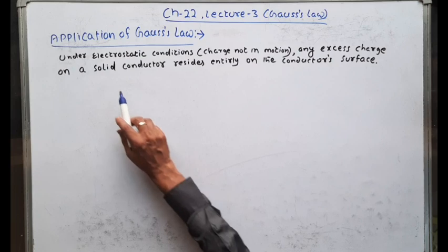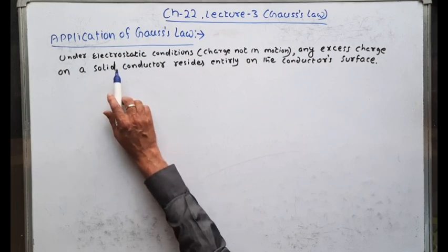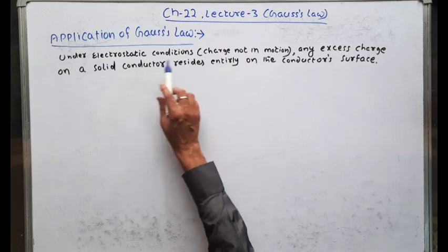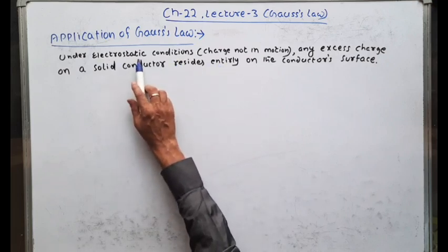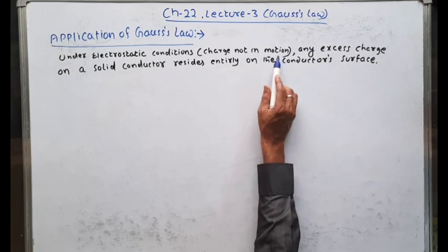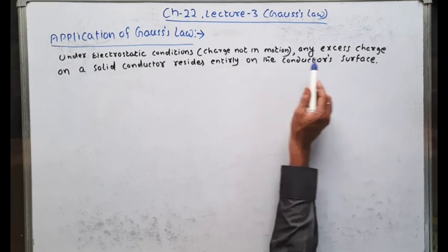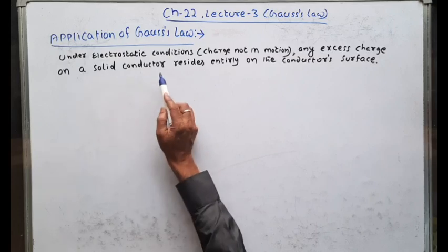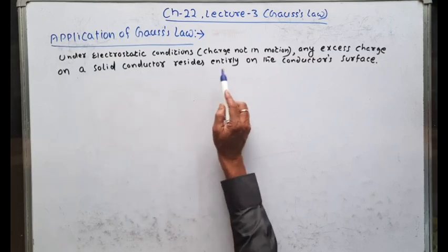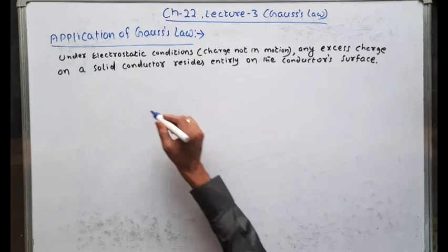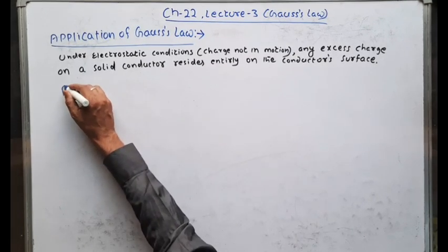So first application, you see, the question is given under electrostatic condition. Electrostatic means charge is at rest, so charges are not in motion. In that type of condition, any excess charge given to a solid conductor will reside entirely on the conductor surface. That means we have to prove this.